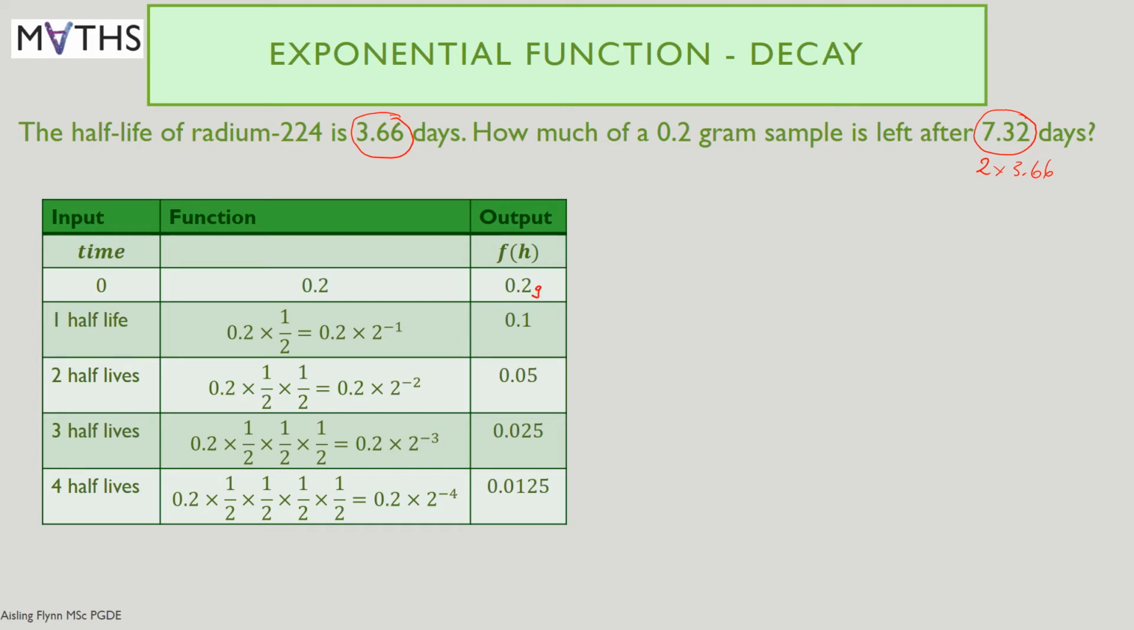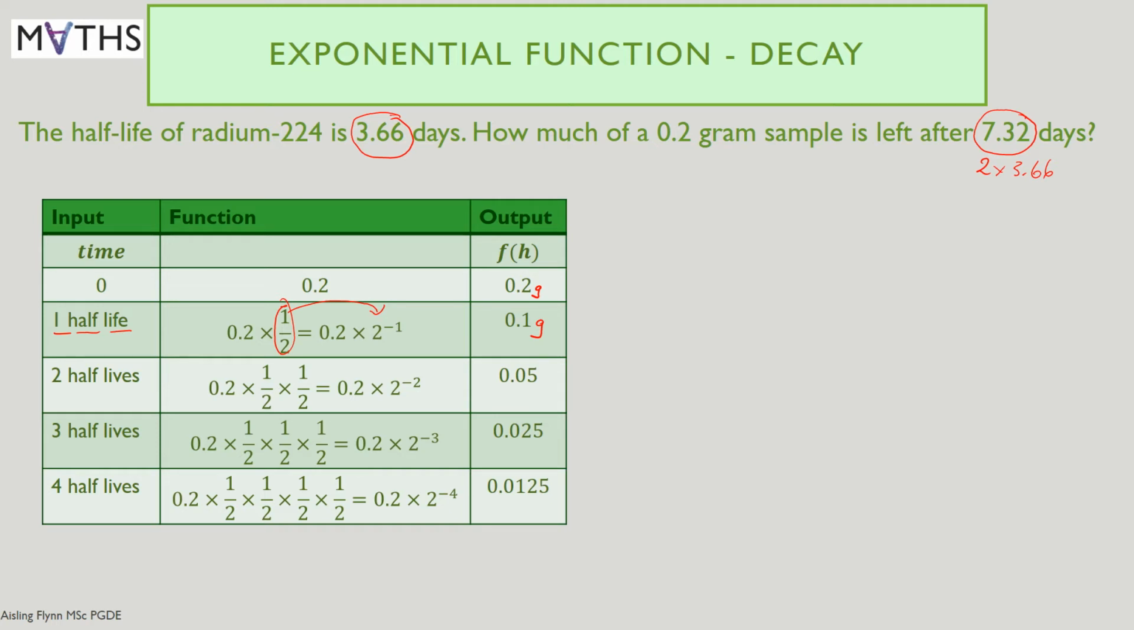Now what happens after 1 half-life? Well, we need to get half of the original amount. After 1 half-life, so multiply by a half, or divide by 2 if you wish, and we get 0.1 grams. Now I've just translated this into powers or indices.